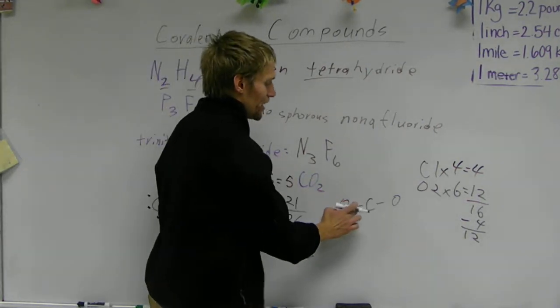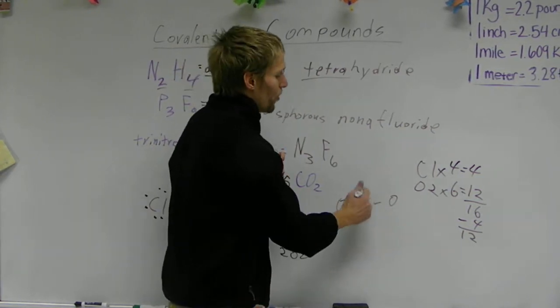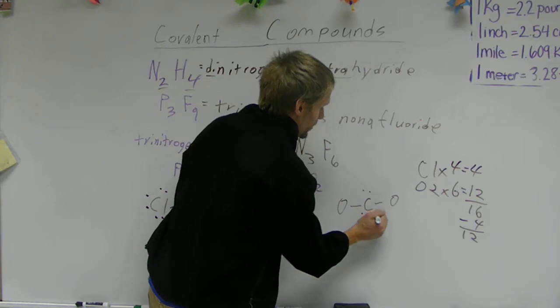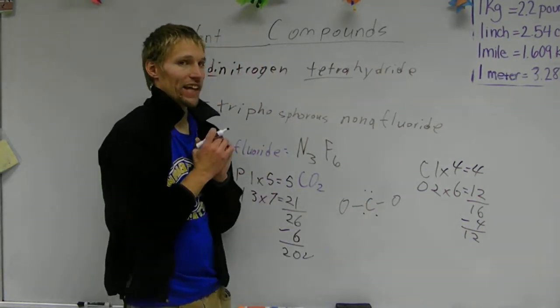So we have C. Got 2, 4. Again, each line is 2. So 2 and 4. So we put dots on it to get to 8. It needs 4 dots. So we've used 4 dots. That means we have 8 left to use.